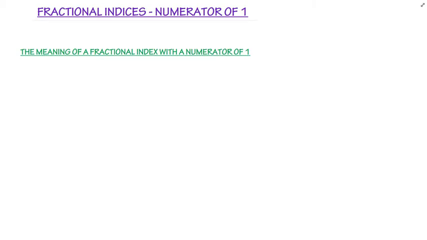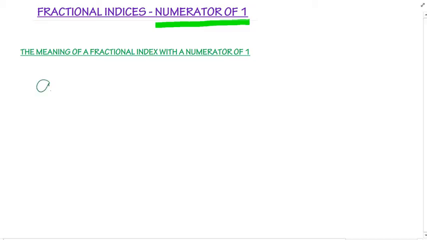Okay, so today we're going to be talking about fractional indices, and we're going to be focusing on fractional indices with a numerator of 1. Now, the first thing we want to talk about is what does it really mean when I see a fractional index that has a numerator of 1?